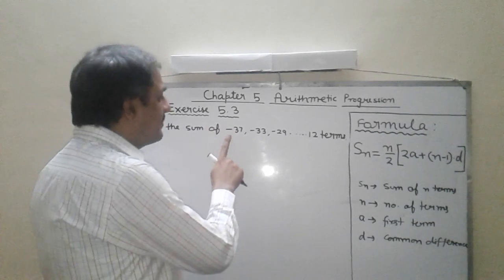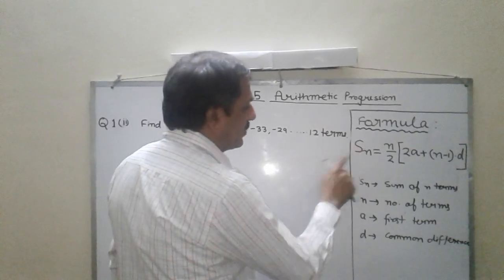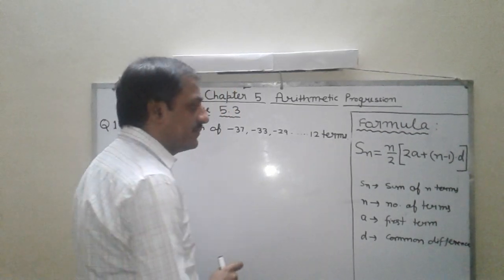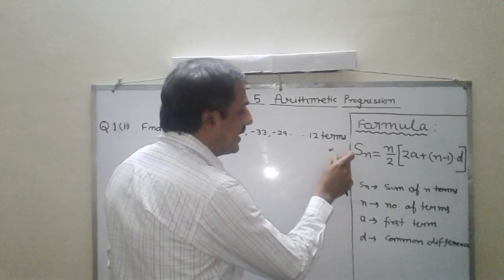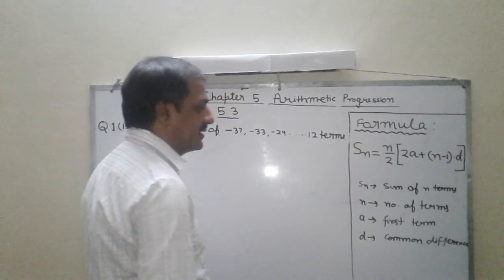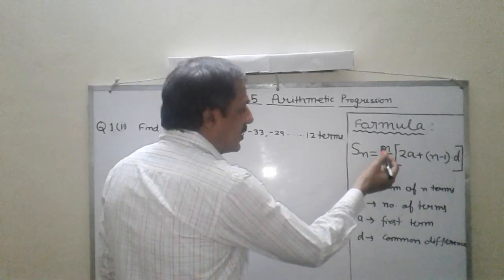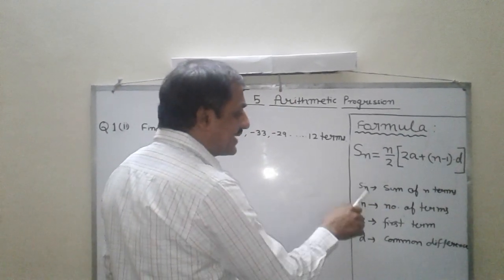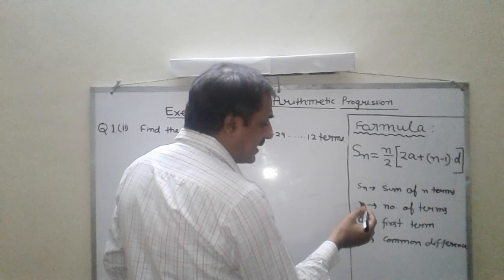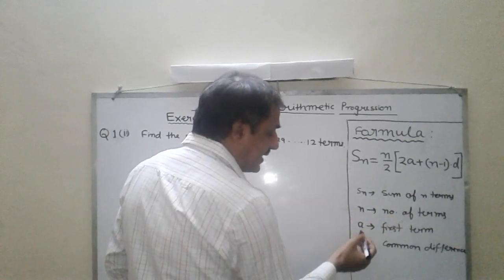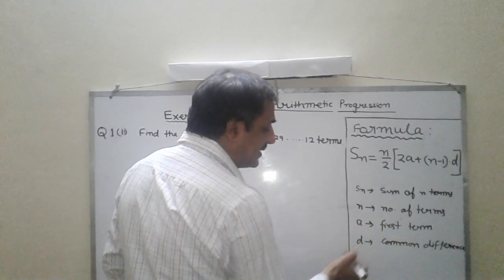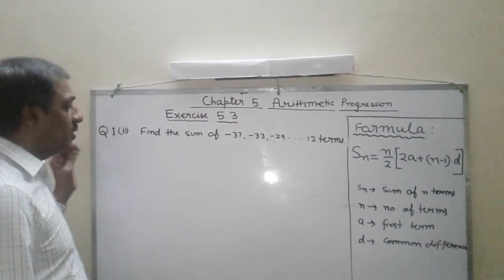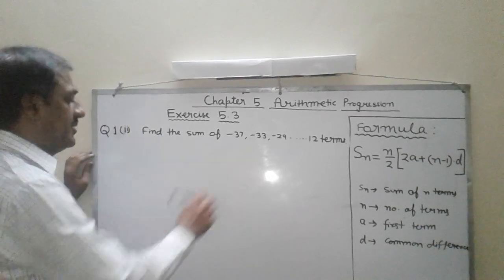We can find the sum of this AP by using this formula. This is the very crucial formula for finding the sum of n terms of an AP. Here, Sn equals n by 2, into 2a plus n minus 1 into d. Here, Sn stands for sum of n terms, n stands for number of terms, a stands for first term, and d stands for common difference. So, we are going to find the sum of this AP.